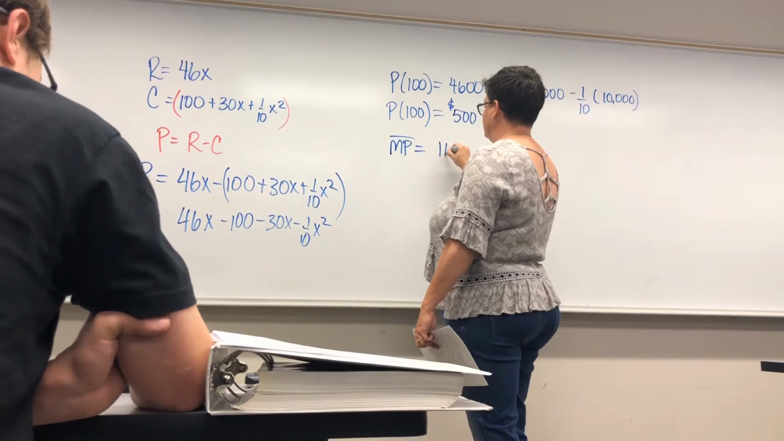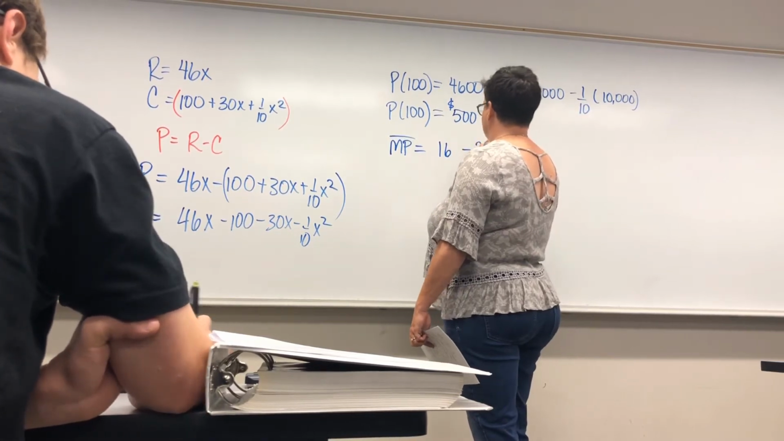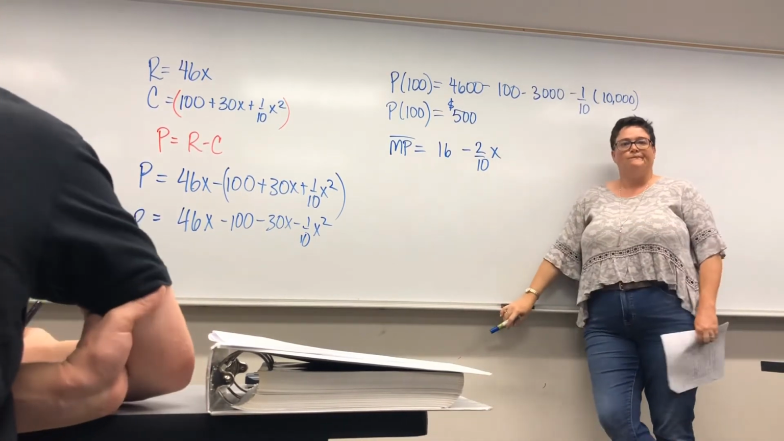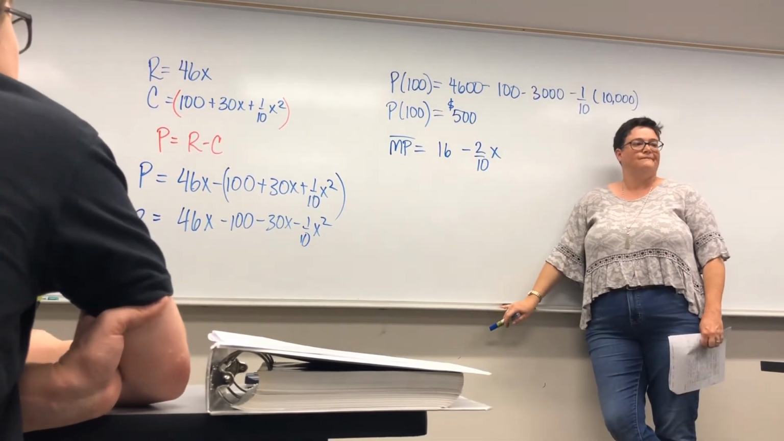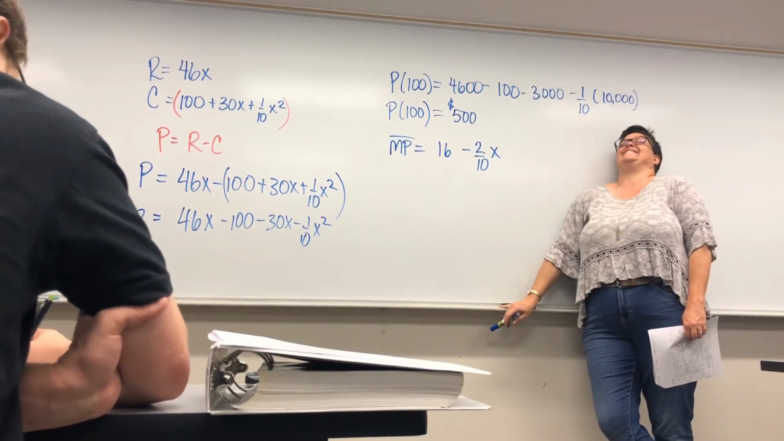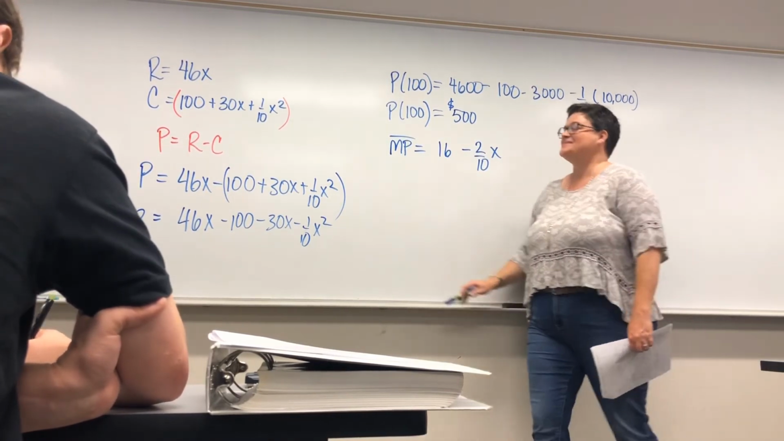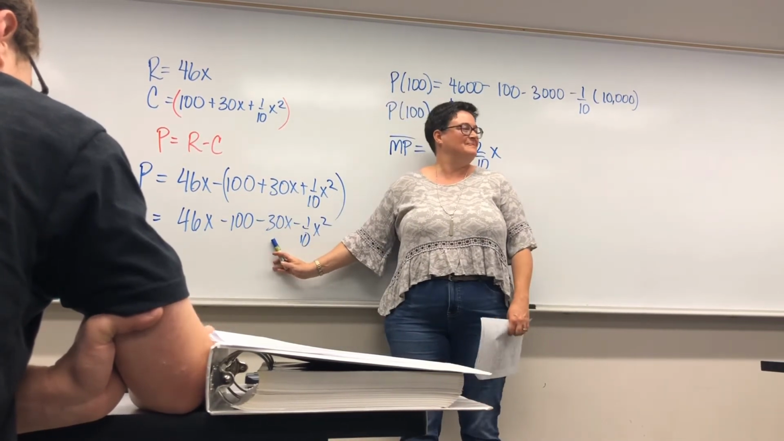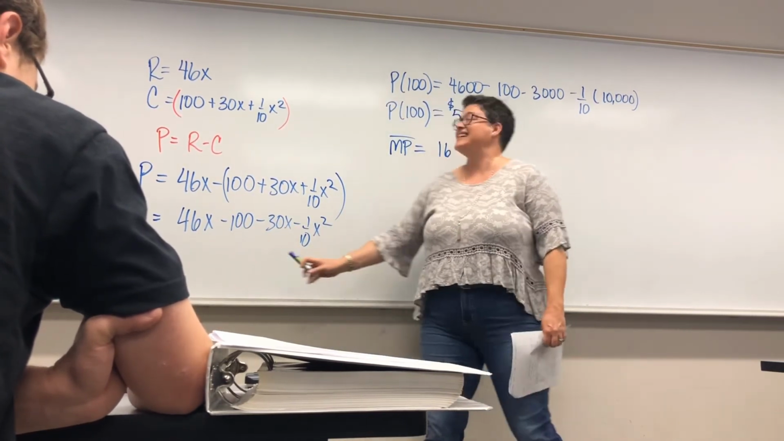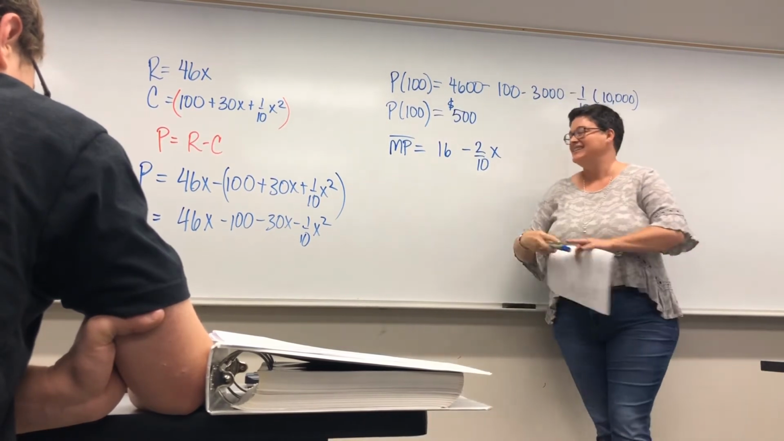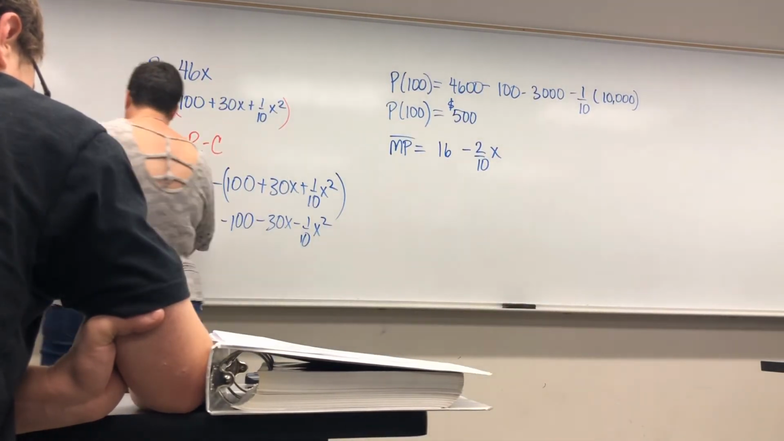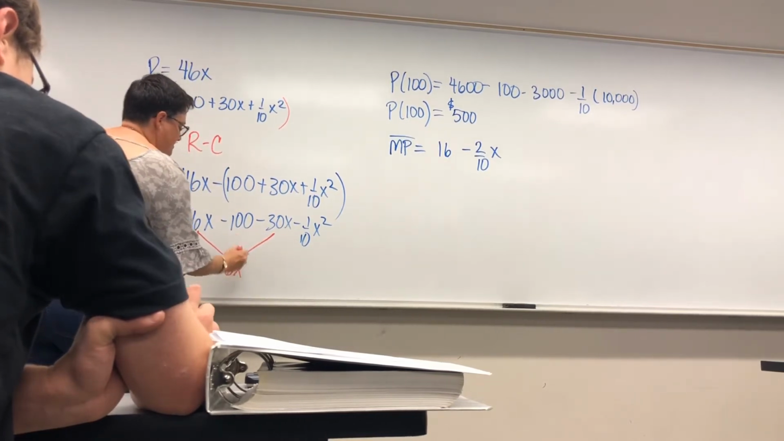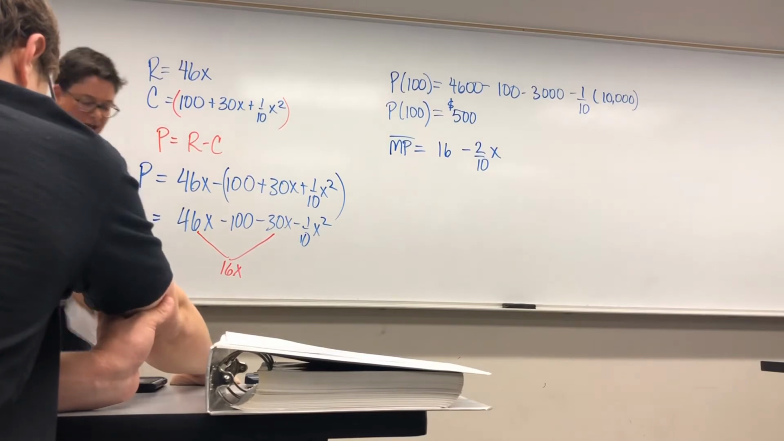How'd I get that? What did you take the derivative of? Sorry. Here's my profit function. I collected like terms. What's 46 minus 30? I got it. 16x, and then the derivative of that will be 16. So no, I skipped a step, which was very naughty of me. This becomes 16x. Sorry about that.